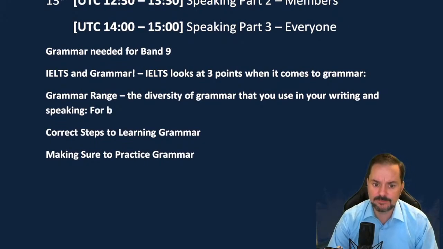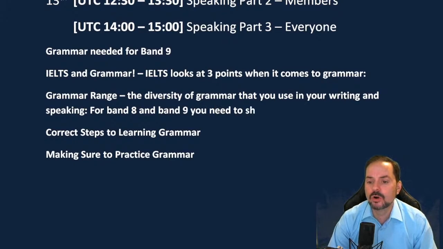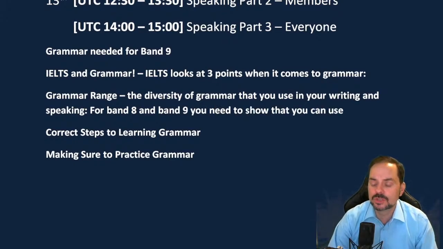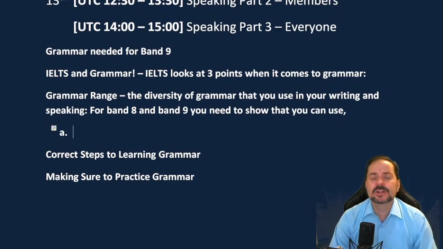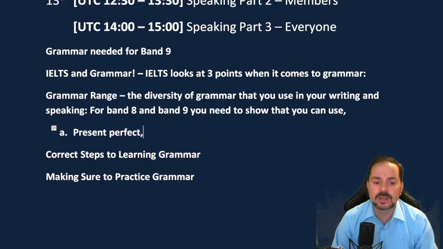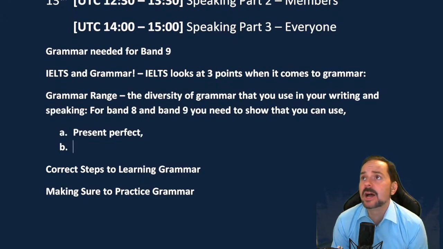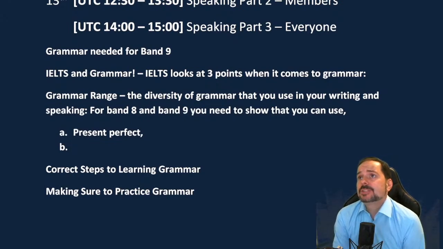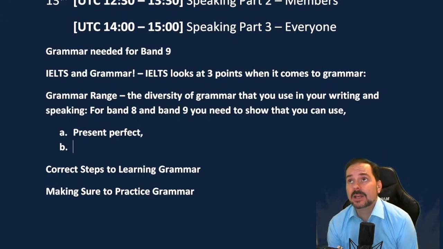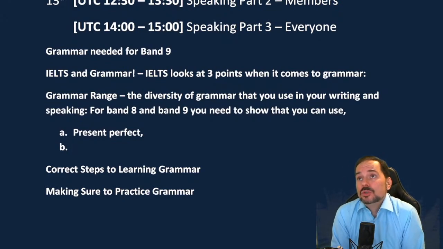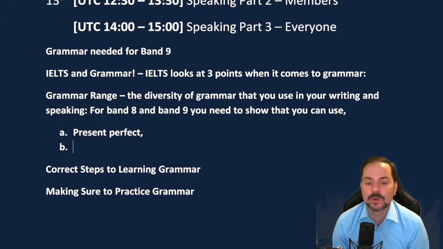So for Band 8 and Band 9, you need to show that you can use different kinds of grammar. For example, you can use present perfect. What else? What do you think, students? So for Band 8, Band 9, we're going to talk about speaking today. We're going to talk about writing today in many ways, because that's how we use grammar. Of course, we show our grammar through speaking, through writing. So I'm going to show you that as well.